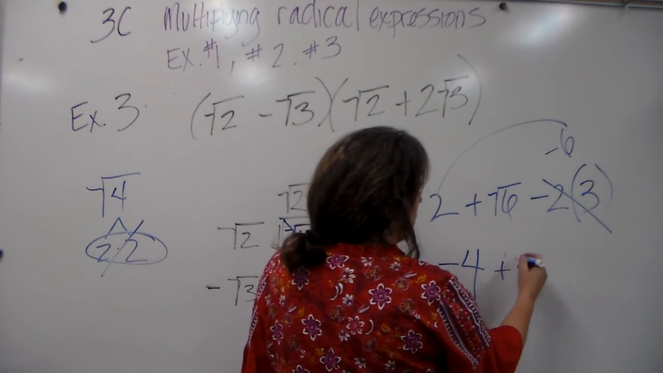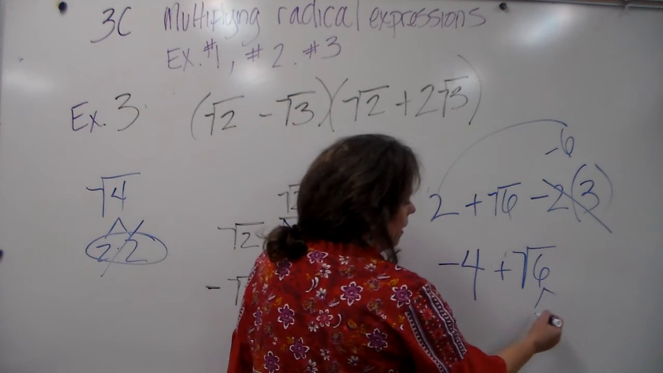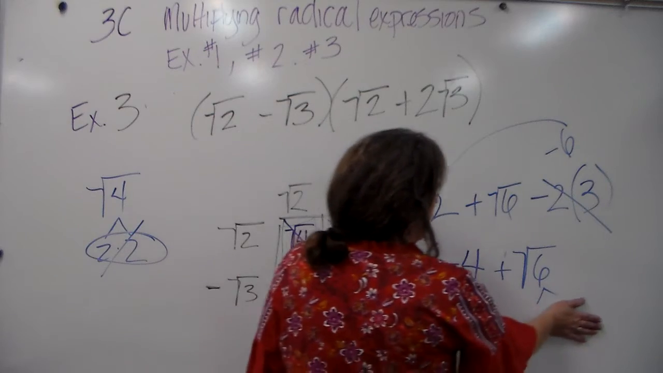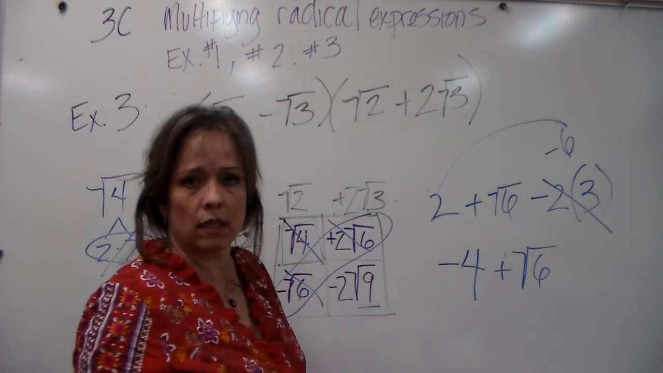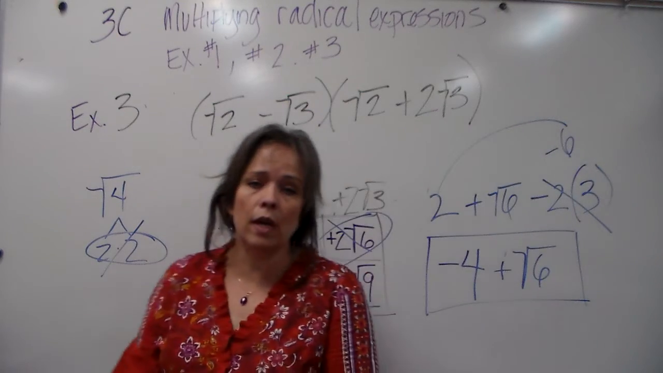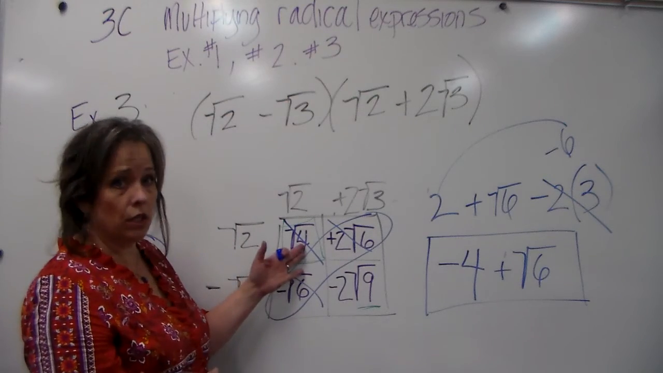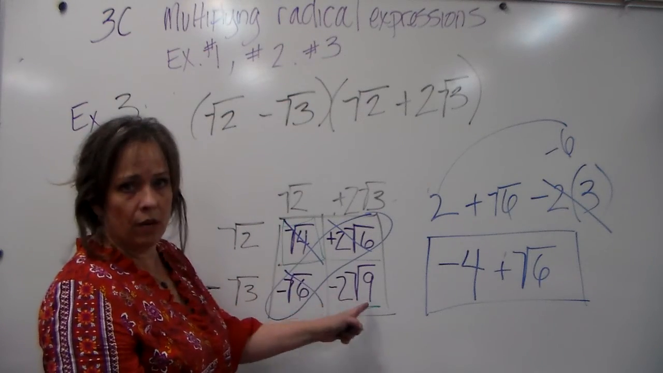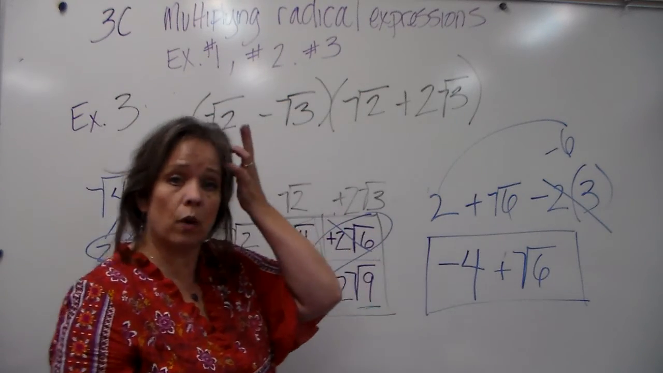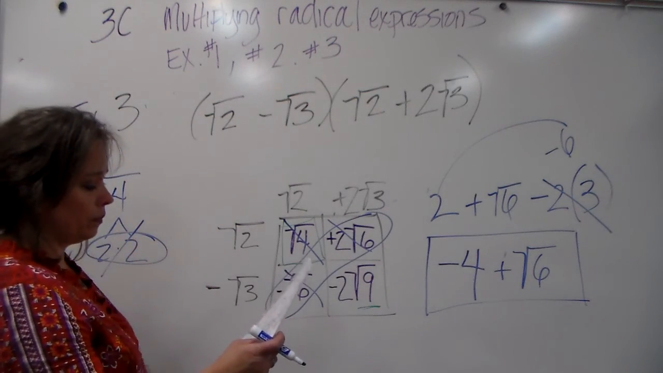And then we've got the square root of 6. Now, we can't simplify the square root of 6 because we don't have any matches. So that's why we leave it as the square root of 6. So here's our answer for example 3, multiplying radical terms. And again, we just used the box, but we've got something a little bit unique here, where when we're combining like terms, we've got to simplify those perfect squares. All right, that was example number 3.